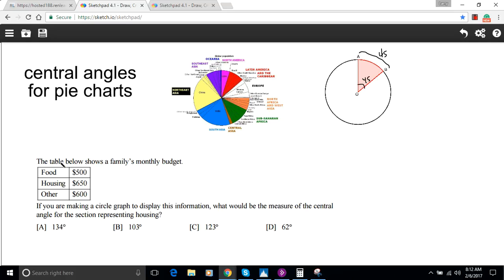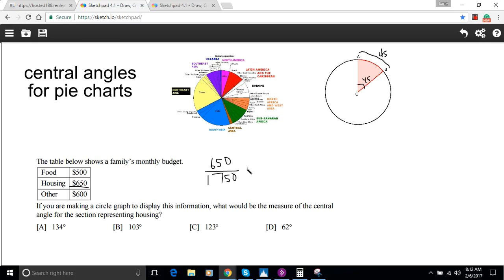In this problem, it says the table below shows a family's monthly budget: food $500, housing $650, and other $600. If you're making a circle graph to display the information, what would be the measure of the central angle for the section representing housing? Okay, so housing is $650. We want to ask out of what? What's the whole here? And the whole would be all of these added together. So 500 plus 650 would be 1150, plus 600 would be 1750. So if we want to represent this housing as a fraction of the whole, we'd say 650 over 1750.